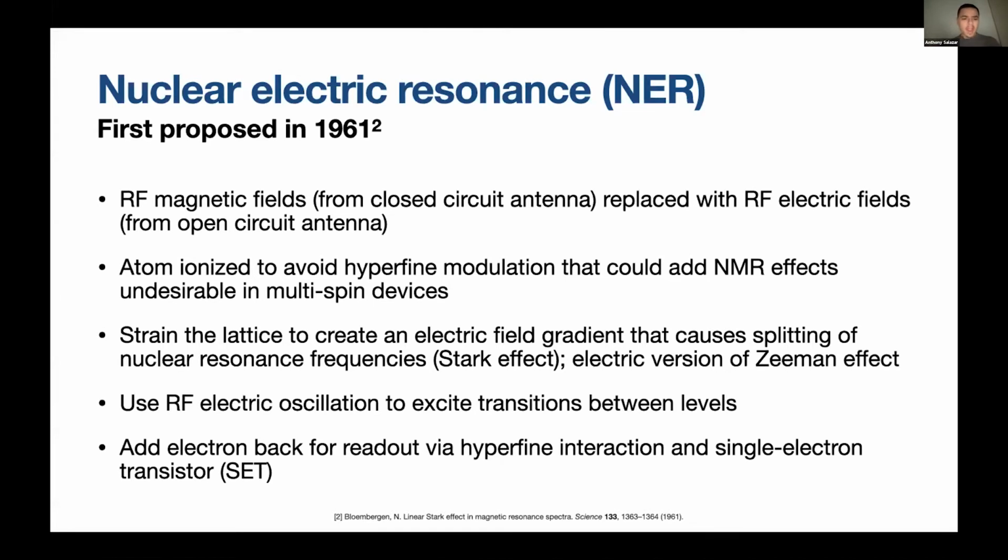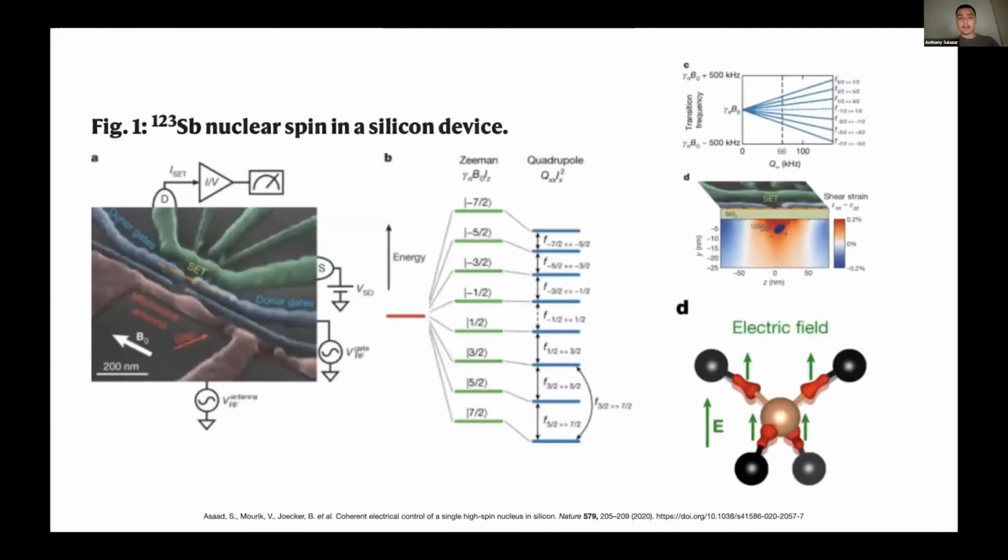And then you want to add the electron back for readout. In order to actually read the states, you have to use this hyperfine interaction, because you have to use a single electron transistor that can read a 1 or a 0, based on whether or not the electron had a transition.